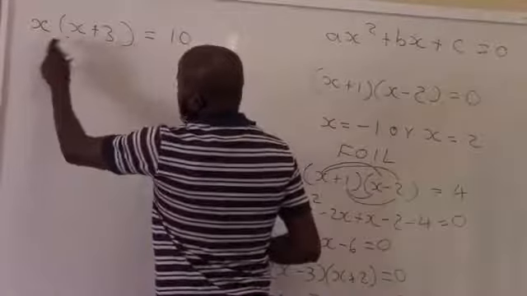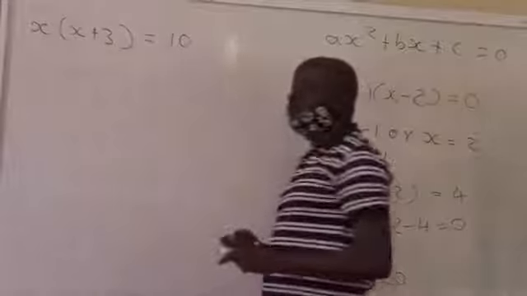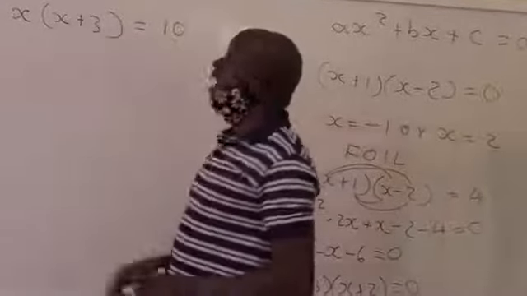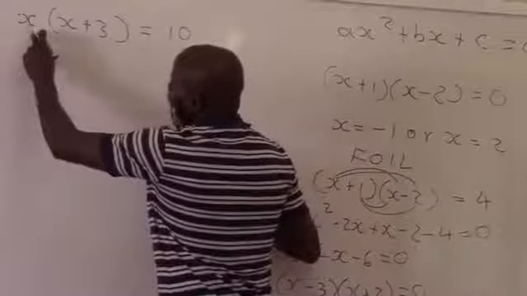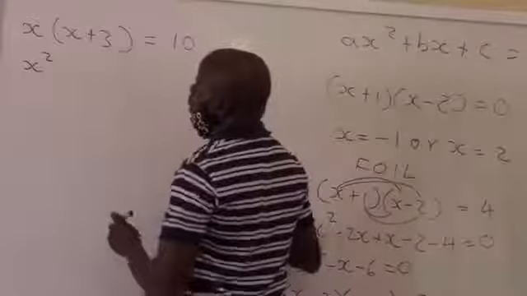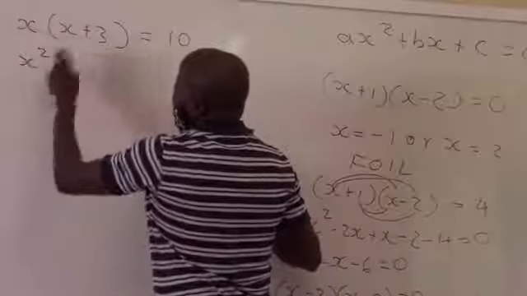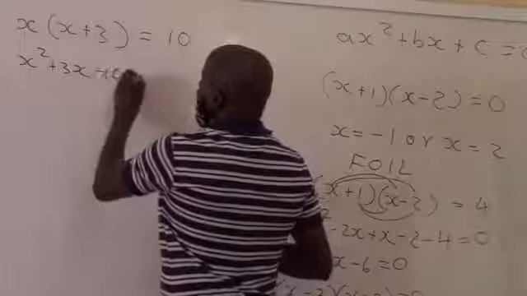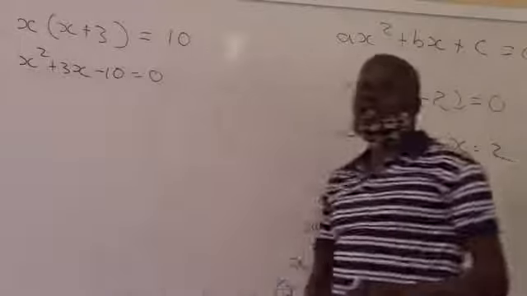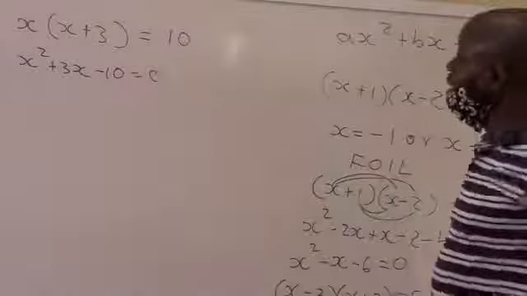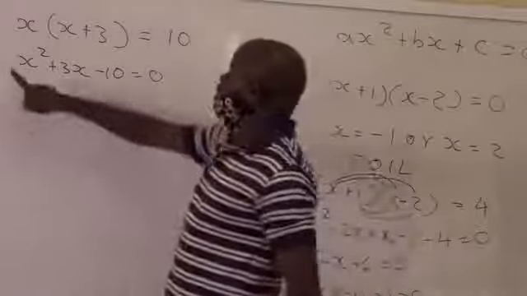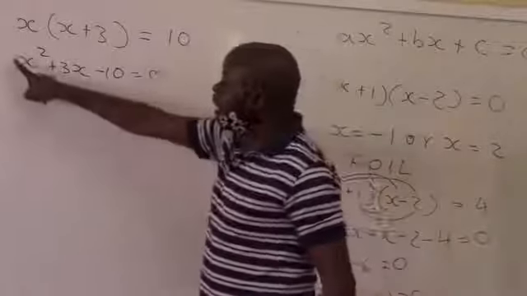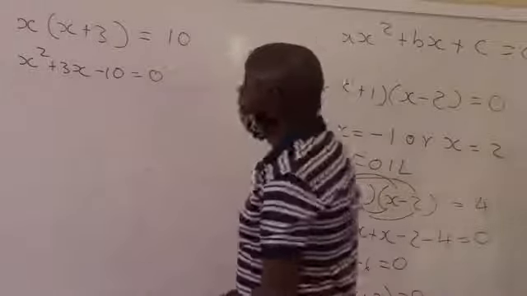What is happening is we use the distributive law, whereby the coefficient will multiply every term inside the bracket. So x times x gives us x squared, and x times 3 gives us 3x. Then we transpose the 10, so we have negative 10 is equal to 0. The first mark comes there for writing it in standard form, ax squared plus bx plus c. In this case, a is 1, b is 3, and c is negative 10.